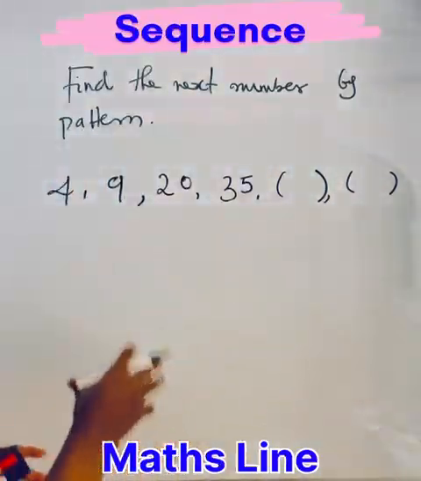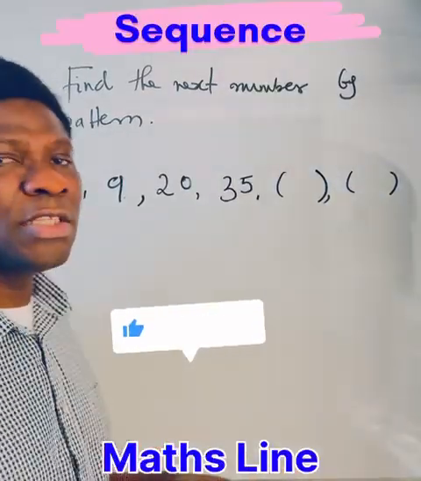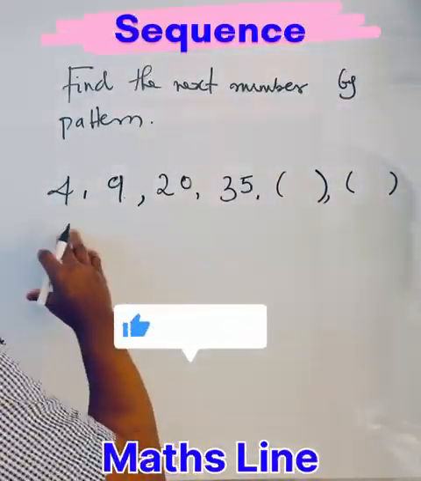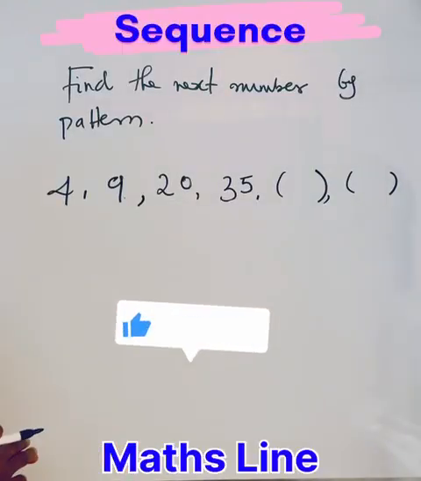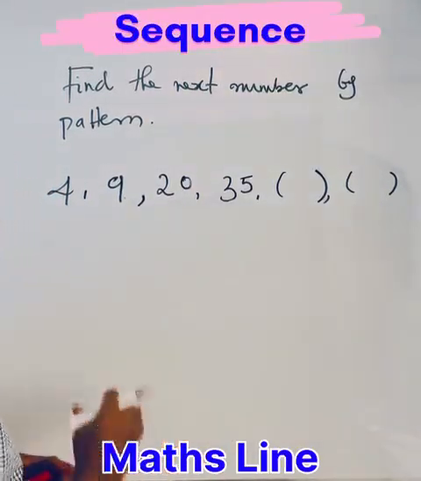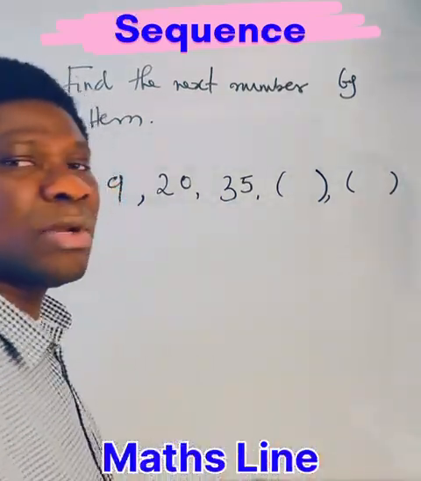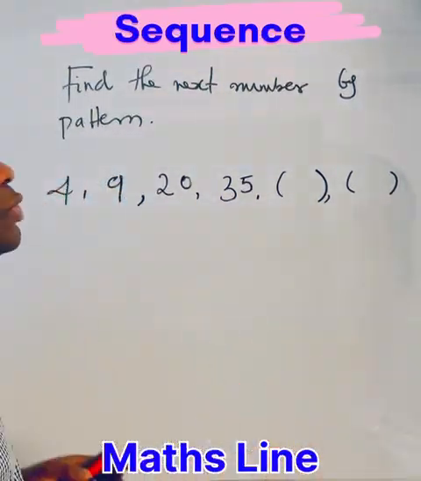Now, when you have a situation like this, what you must put at the back of your mind is to quickly check whether the numbers are increasing or decreasing. So in this case, the numbers are increasing. And you have 4, 9, 20, 35. That means that those numbers are increasing. So what do you do here?